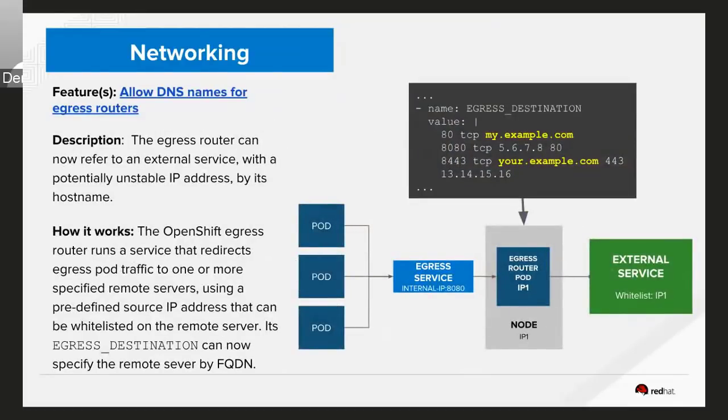Additionally, an enhancement around egress routers was the ability to not just contact your endpoint by IP address, but also by DNS name. Again, if you're having your pods work on services that are off cluster, this is a compelling feature for folks to check out. Next slide.